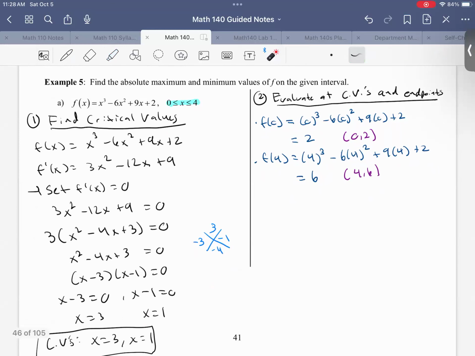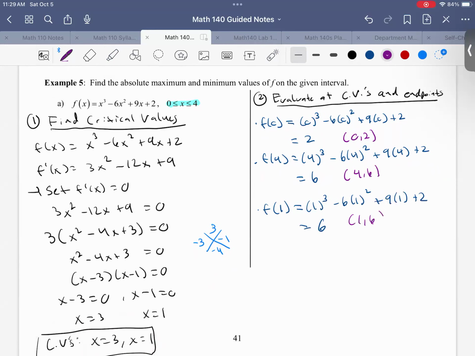Now let's go ahead and plug in our critical values that we just found. So f of 1 is 1 cubed minus 6 times 1 squared plus 9 times 1 plus 2. And if you calculate all this, you should end up with 6 again. So you get the coordinate point 1, comma 6. Last one is 3, and you get 3 cubed minus 6 times 3 squared plus 9 times 3 plus 2. And if you calculate all this, you end up with 2 again. So you have the coordinate point 3, comma 2.